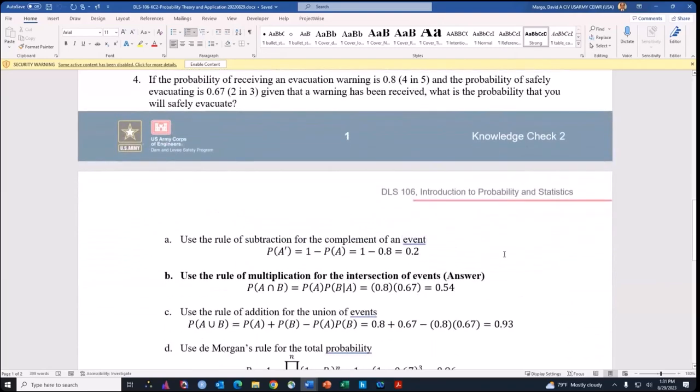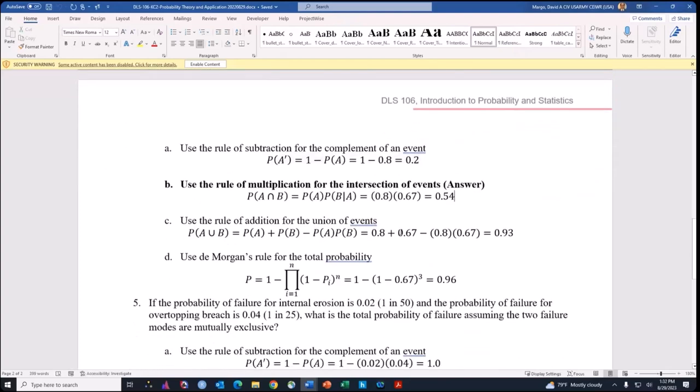All right, question four. If the probability of getting a warning is 0.8 and the probability of safely evacuating given that the warning was received, key clue here, given, conditional, what's the chance that you will safely evacuate? To safely evacuate, both things have to happen, right? You have to both receive a warning and safely evacuate after you receive the warning. So that's an intersection event. Remember, think of 'and'. So we want to use the rule that applies to intersection events, and that's the rule of multiplication. We can take the probability of getting the warning times the probability of evacuating given that we've received the warning to get that estimate.